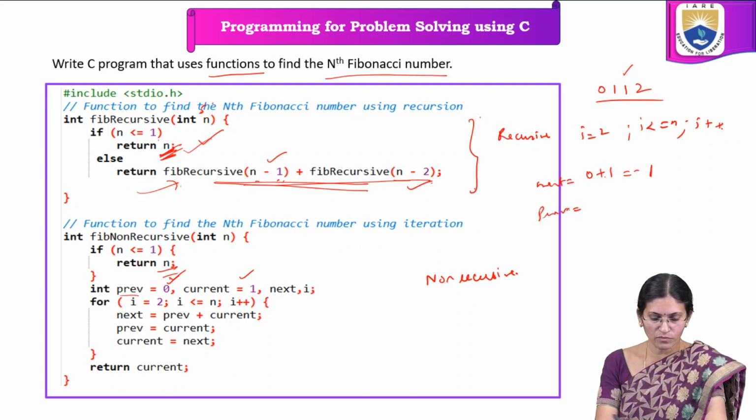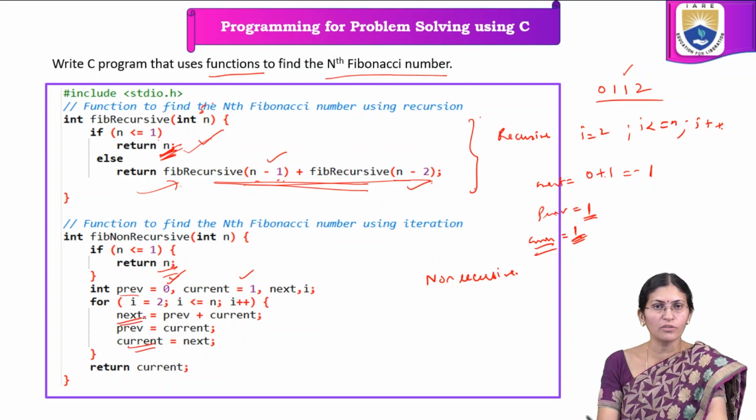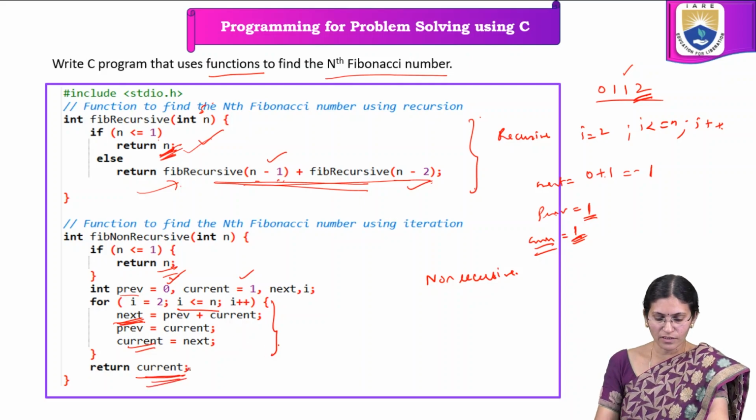Now previous is equal to current, so what is the current value? It is 1. And then the current value is equal to next, that is equal to 1. In this way, we assign the corresponding values to the previous and current variables, and then we find out the next variable value with the help of these variables. At the end of this loop, when i is no longer less than or equal to n, it will come out of the for loop and then return the current value.